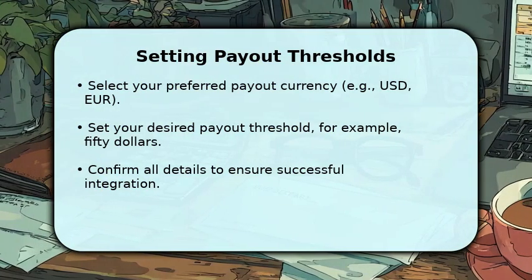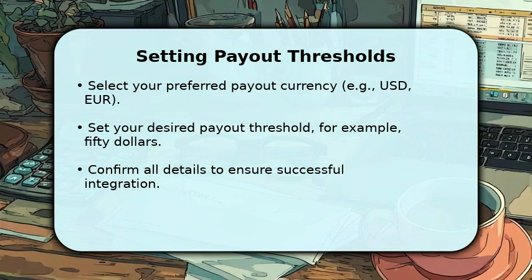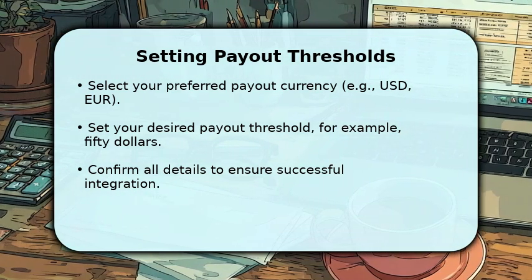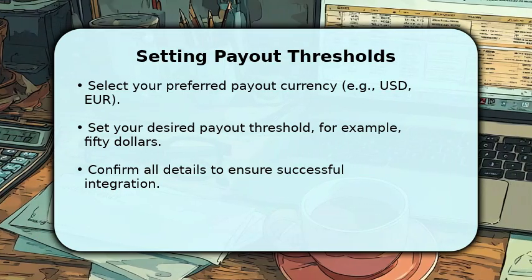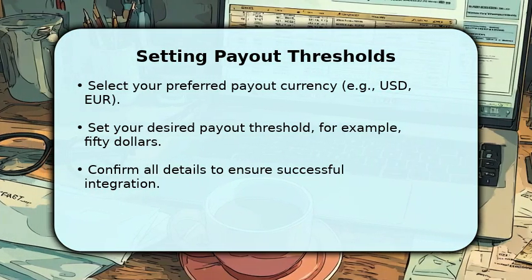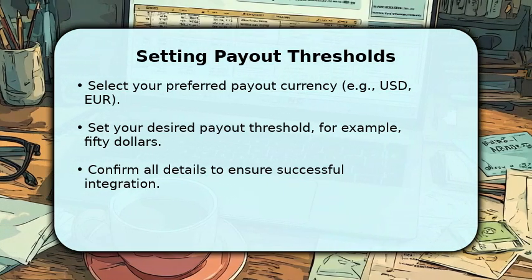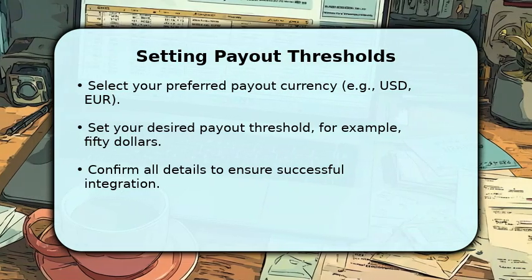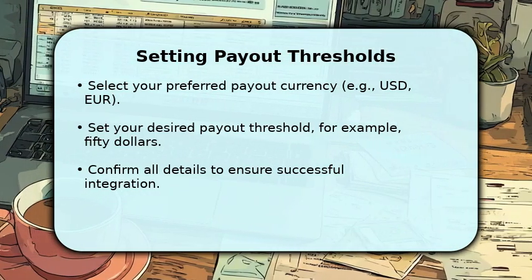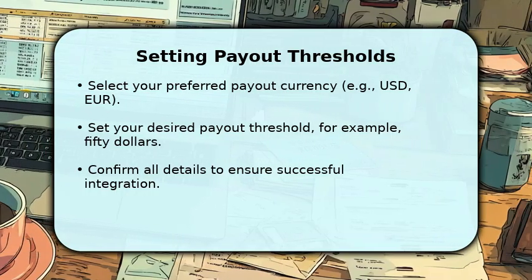After the one-time fee, you can customize your payout settings. Choose your preferred currency for receiving payments, such as US dollars or euros. You can also set a payout threshold, which is the minimum amount your earnings must reach before a payout is triggered. For instance, you might set it to $50. Review all your entered details one final time and confirm to ensure your PayPal account is successfully linked and ready for payouts.